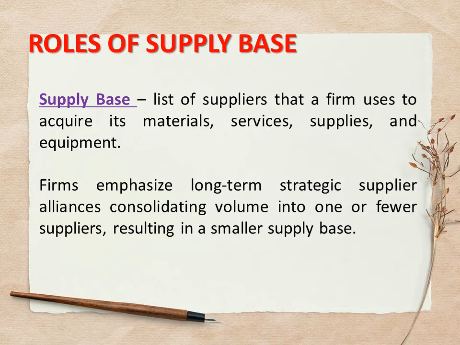Firms emphasize long-term strategic supplier alliances, consolidating volume into one or fewer suppliers, resulting in a smaller supply base. So if you have this list of suppliers, in the long run you will see that this is the one I like to ally with, to befriend or contract with, because they are providing me good quality supplies and materials. So later on, it will result in a smaller supply base. You will just use your list, like a reliable group or alliance of suppliers. So that is the role of supply base. It is easier for you when your supplies are already listed.